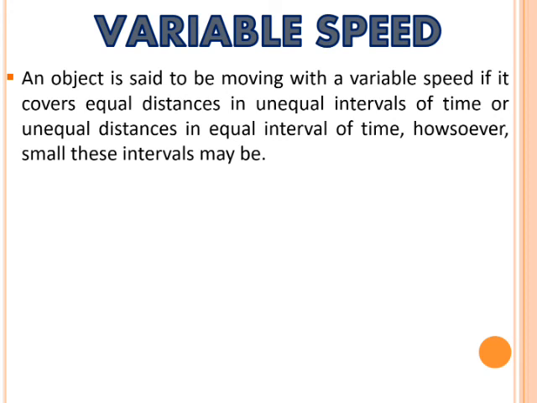Variable speed. An object is said to be moving with a variable speed if it covers equal distances in unequal intervals of time, or unequal distances in equal intervals of time, howsoever small these intervals may be. Let's try to explain it to you with an example.